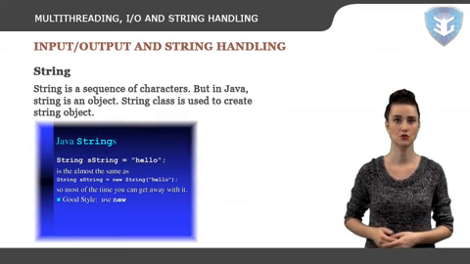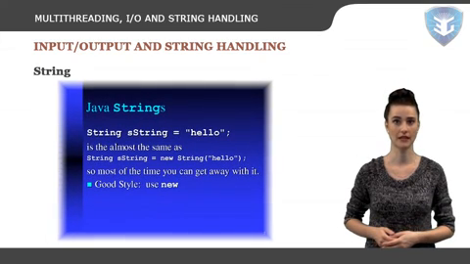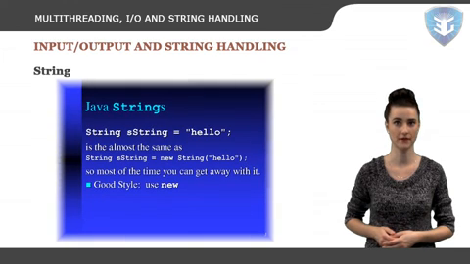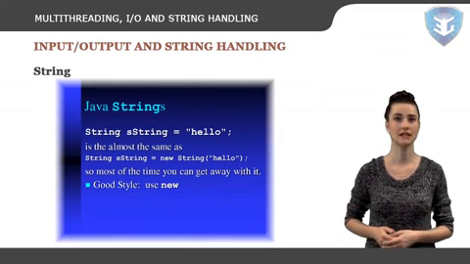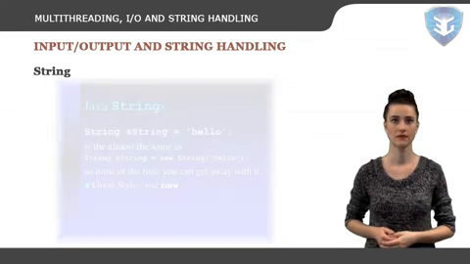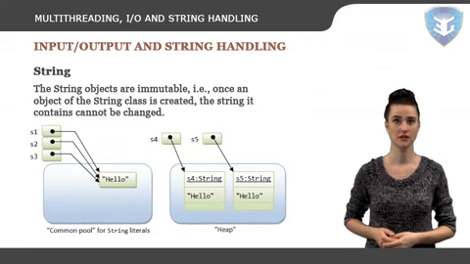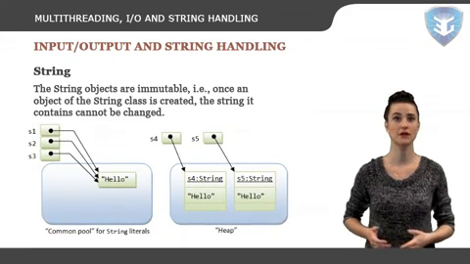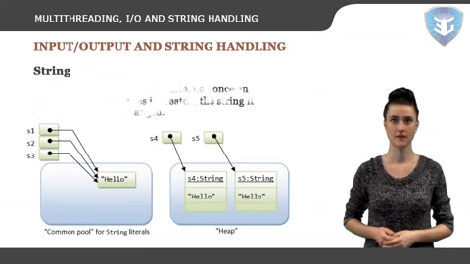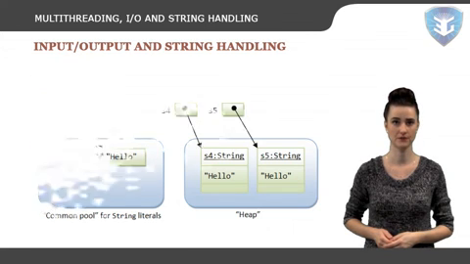String class is used to create string objects. The String class is defined in the java.lang package, and hence it's implicitly available to all the programs in Java. The String class is declared as final, which means that it cannot be subclassed. The string objects are immutable. Once an object of the String class is created, the string it contains cannot be changed. In other words, once a string object is created, the characters that comprise the string cannot be changed.